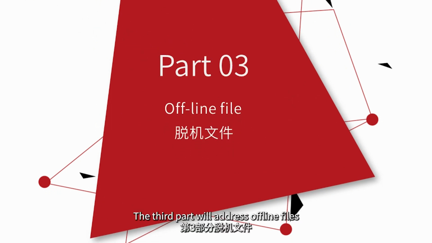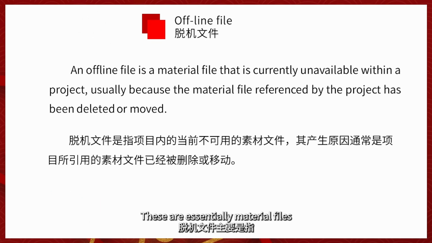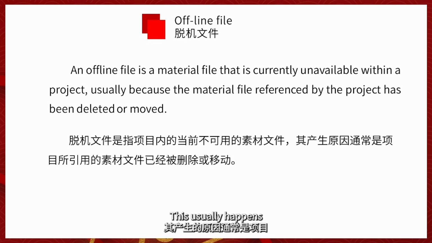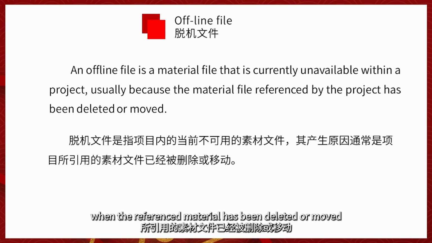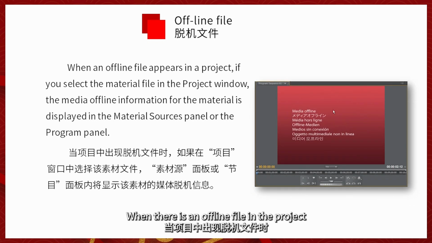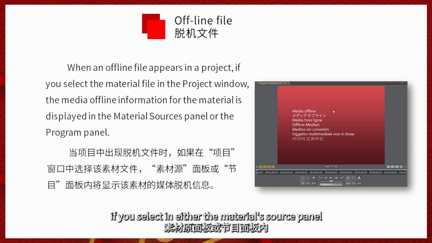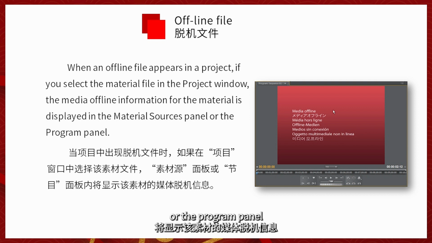The third part will address offline files. These are essentially material files that are currently unavailable within the project. This usually happens when the referenced material has been deleted or moved. When there is an offline file in the project, you will see information about the file if you select it in either the material source panel or the program panel.